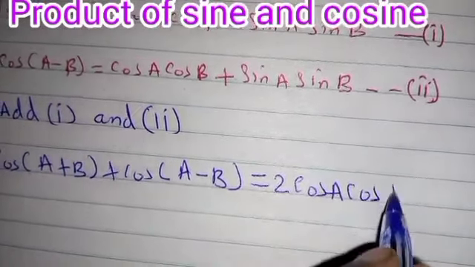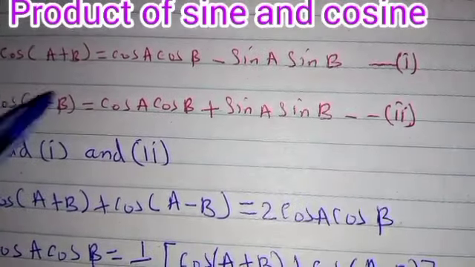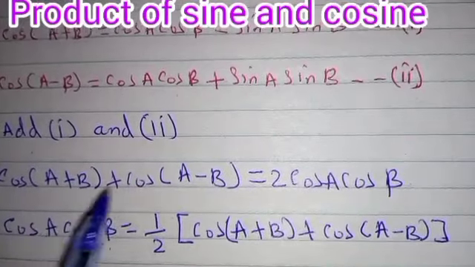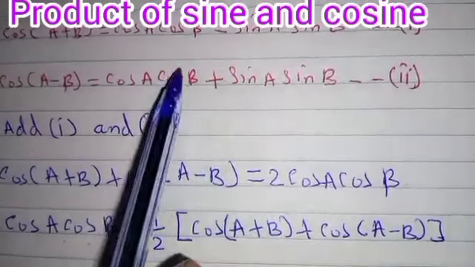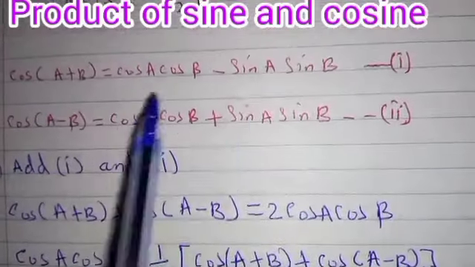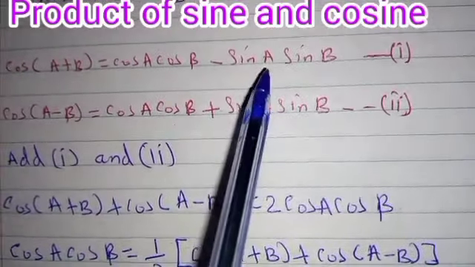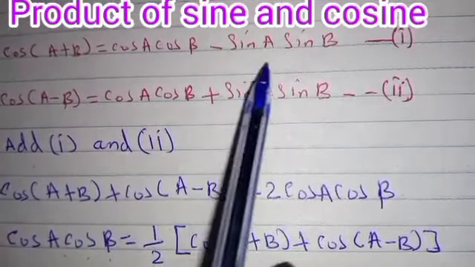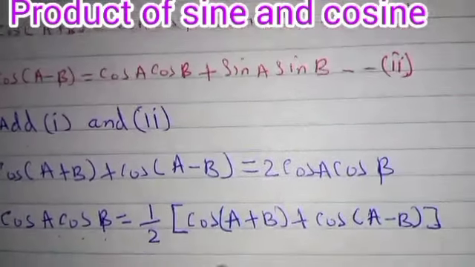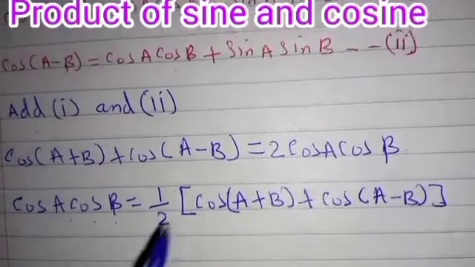So this is part A. We have added these two, both the left hand side, and on the right hand side, we have obtained 2 cos A cos B, and after adding here, on the right hand side, the part of sine has reduced to 0. That is why it is not here in this section.